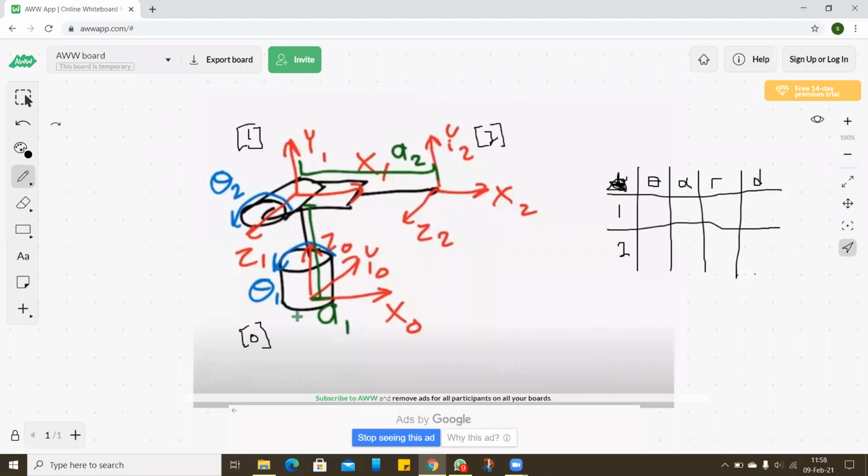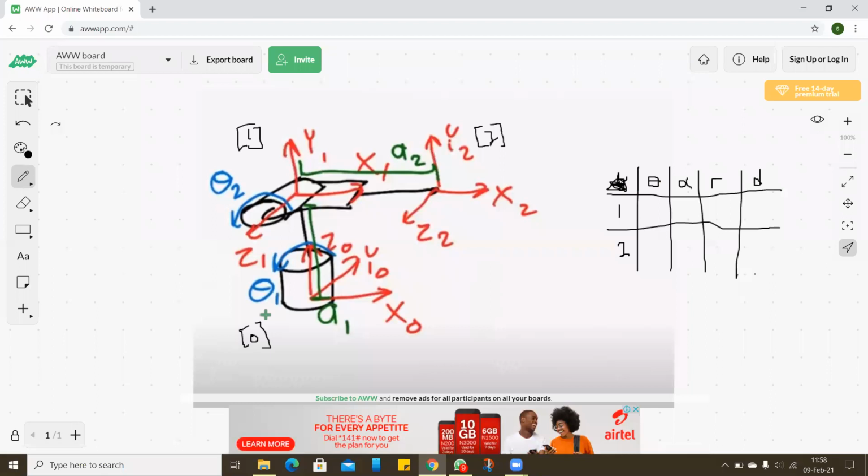Okay, the first one now, we're about to get theta. So we are looking at the relationship between 0 and 1. Like, who can tell me what connects this 0 and 1 together?